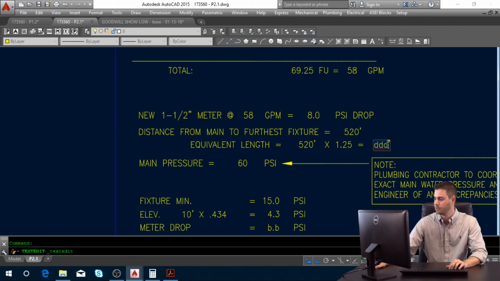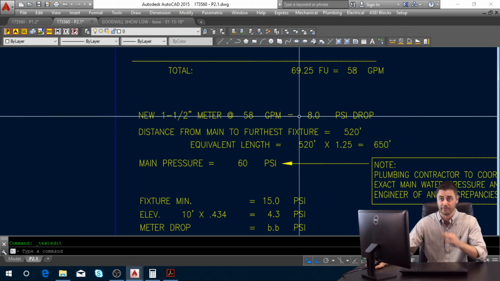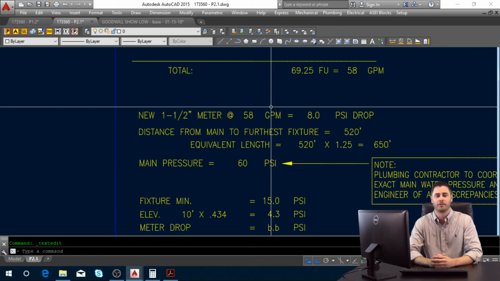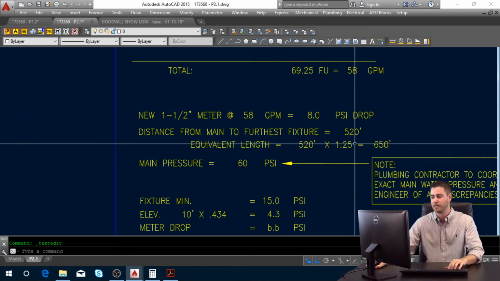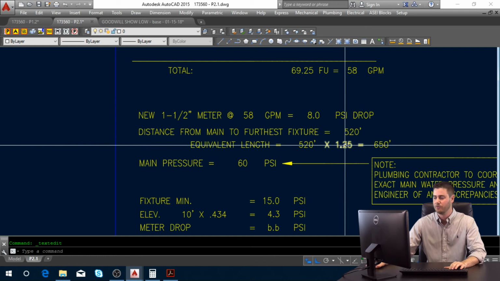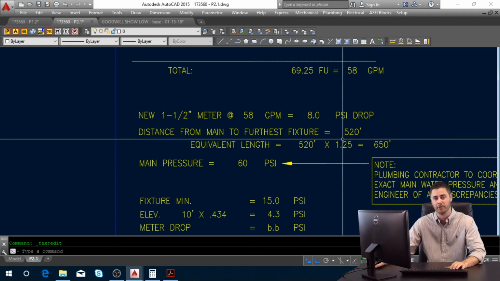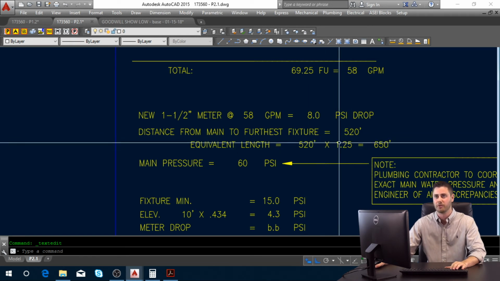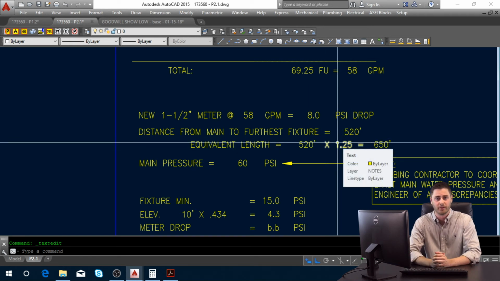This equivalent length is done to account for your different fittings within the building. So every time the water takes a 90-degree bend or gets to a fixture or any of these other fittings within the building, that is this 1.25. You can use a smaller number if you have a very long straight run from the main over to the building, or very straight runs within the building. But for the most part, you want to stick with this 1.25 for your multiplier to get your equivalent distance.